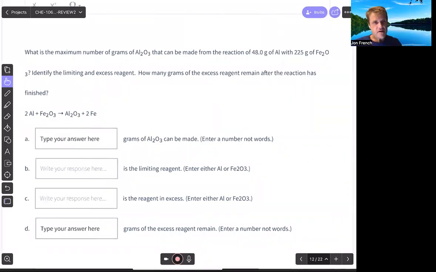So we've got the thermite reaction, right? Aluminum reacts with iron 3 oxide to produce aluminum oxide and iron. How many grams of aluminum 3 oxide can be made? Just see if I can find my answer key here so I can look up the masses, save us some time. Yeah, I'll take a look at 9 and jump back.